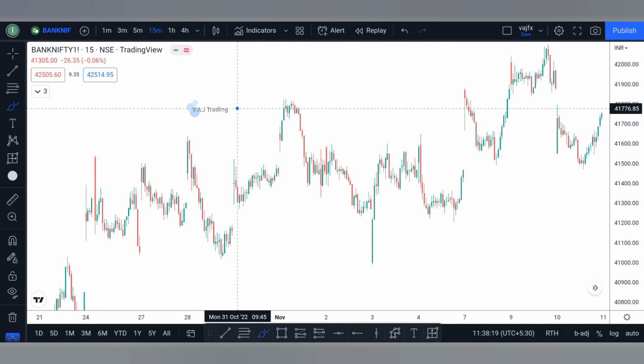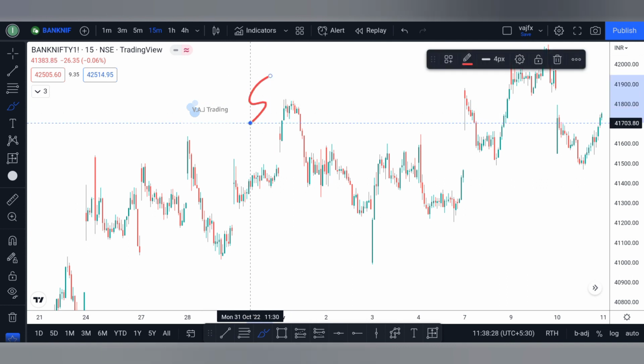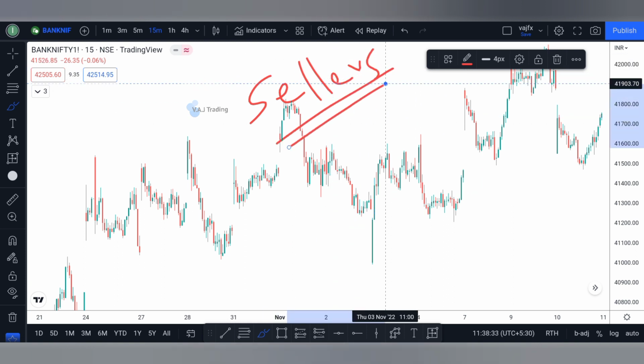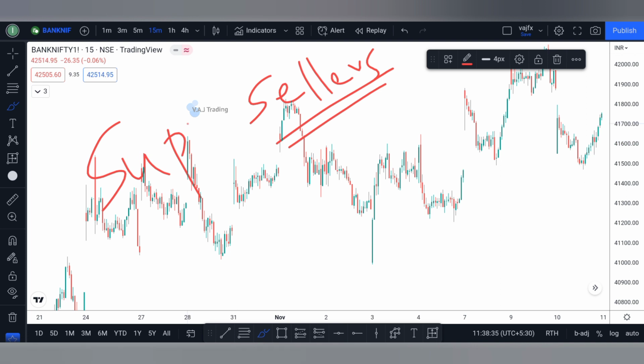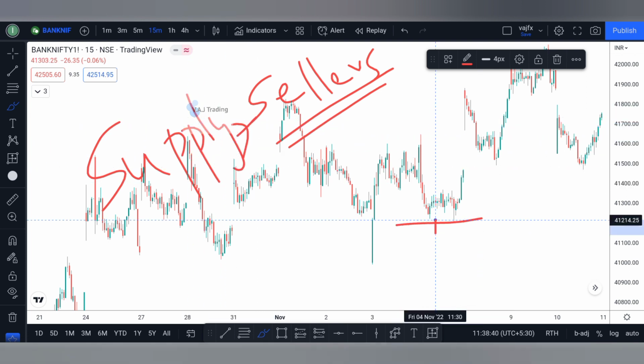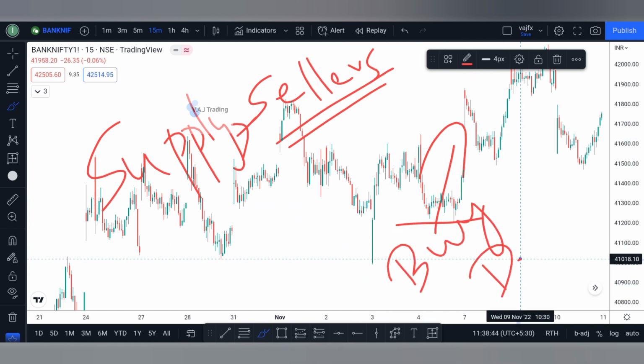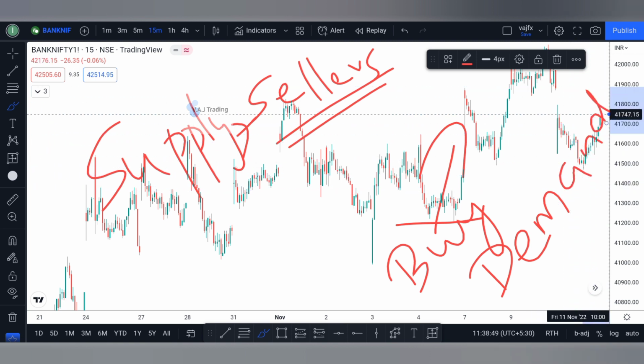So before we go into the in-depth video, let me tell you one more time what supply and demand are. Supply is the place from where the sellers will enter into the market. Okay, I hope you got this. And demand is the place from where the buyers will enter into the market. Buyers entering is from demand levels. Okay, so I hope you got this, and if you still have confusion, think like this.